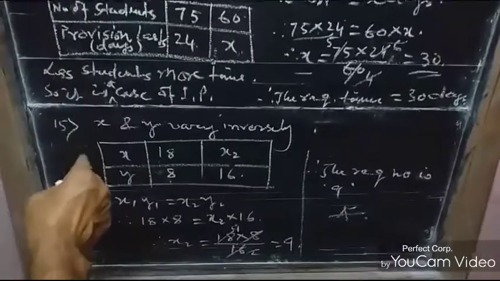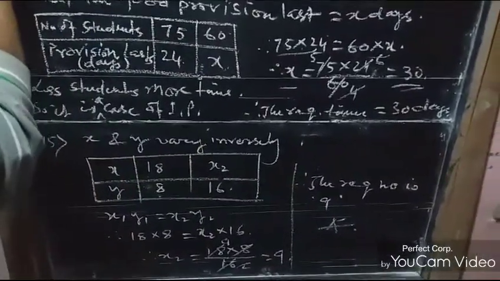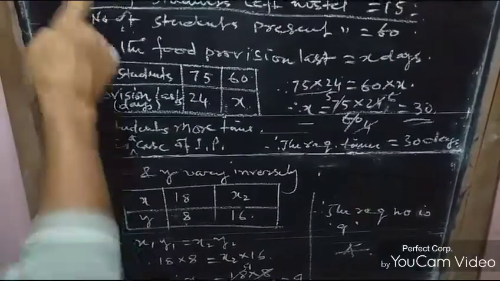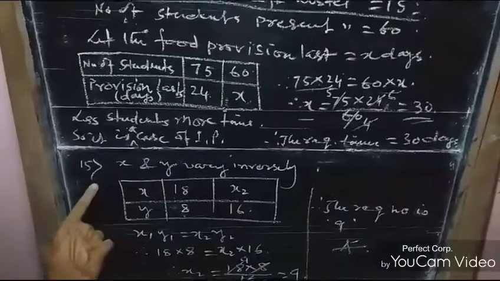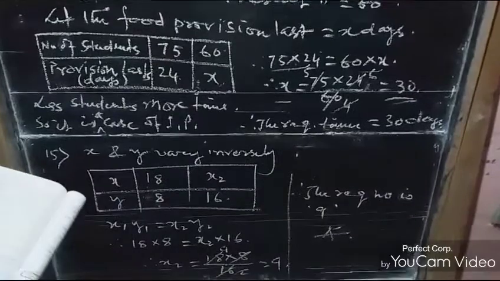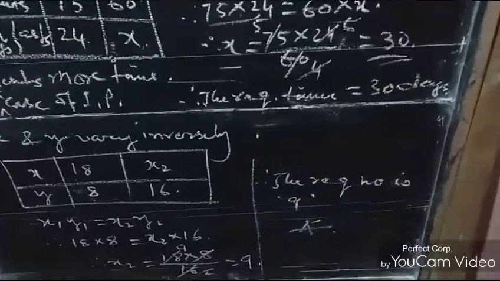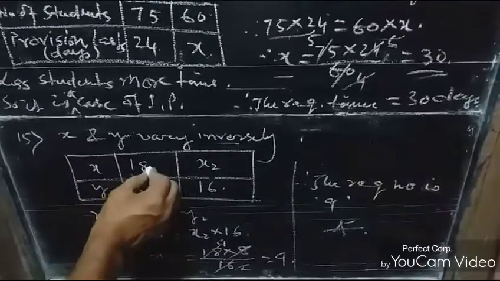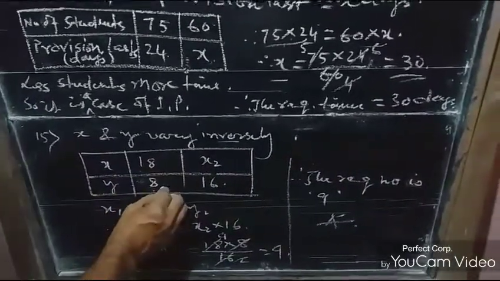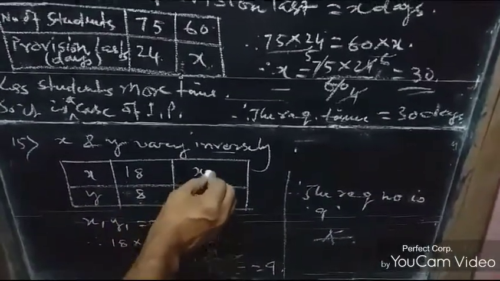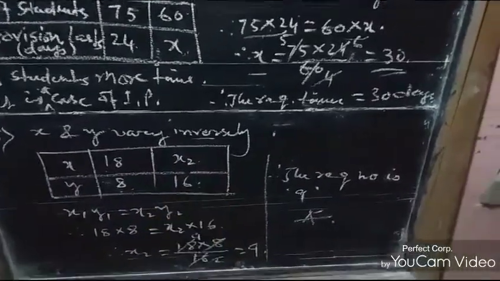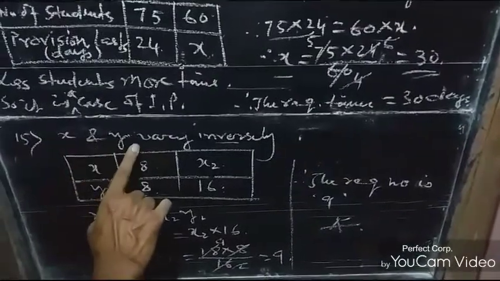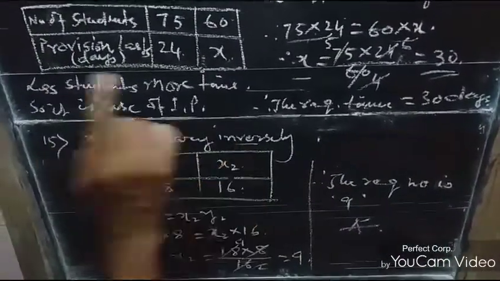Now with the same exercise, this is actually exercise 12b of R.S. Agarwal. Here number 15, it is given: if x and y vary inversely, and if x equal to 18, then y equal to 8. Then x equals what when y equals 16? So this is the problem given. Here it is already told this is varying inversely.